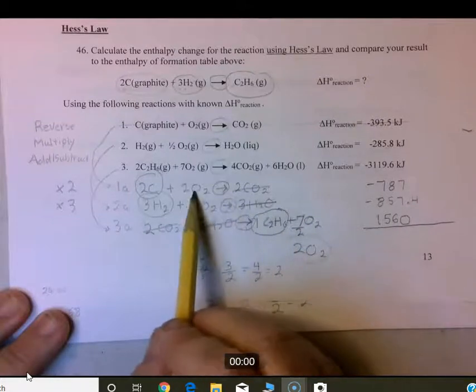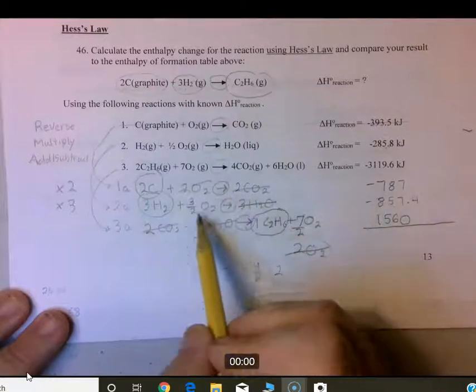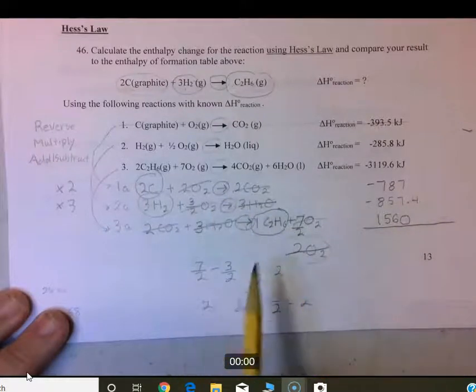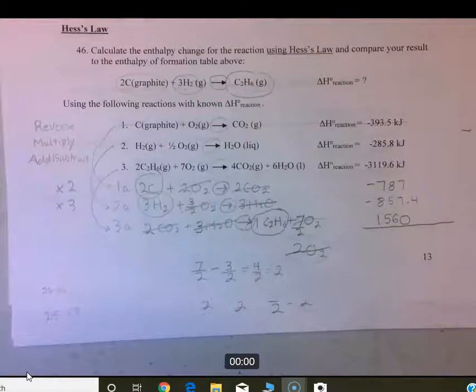And we have a 2O2 on the left side of this arrow. So that's going to cancel with that. Of course, we already took care of those. So everything else is canceled out, has a line through it. And so that means these numbers are correct. So now what we do is simply add them up.